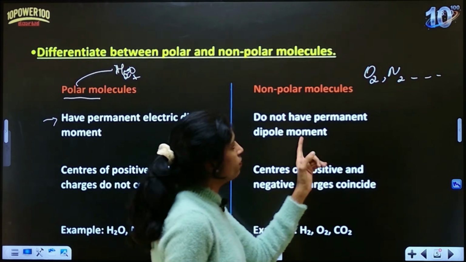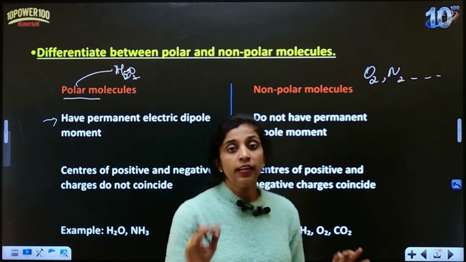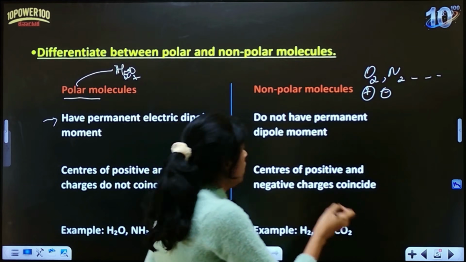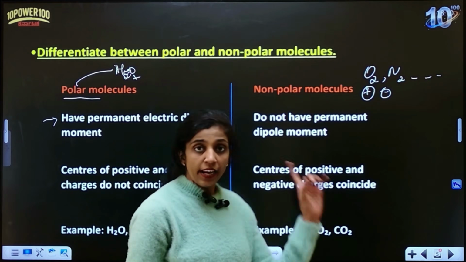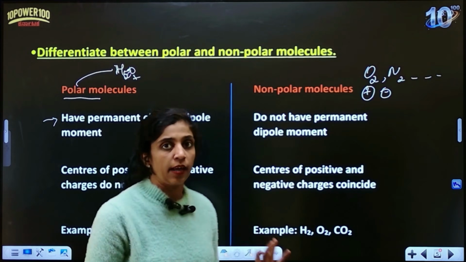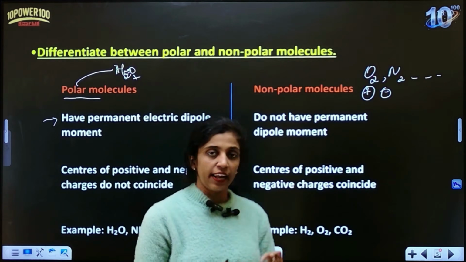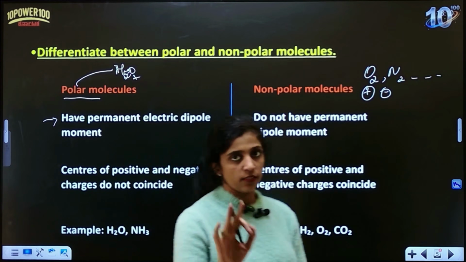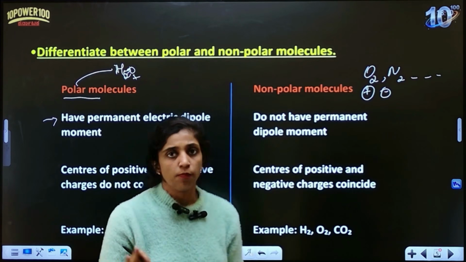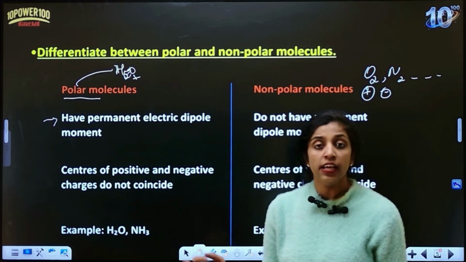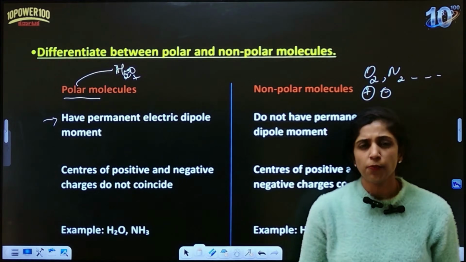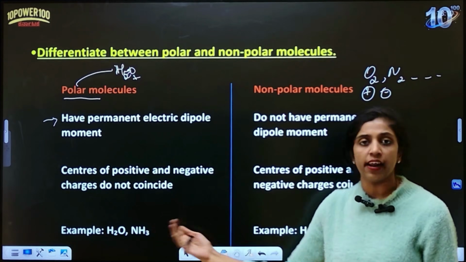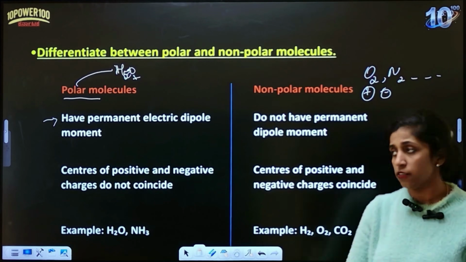So in this case we can say they don't have any permanent dipole moment, and also that the centers of positive charges and negative charges will coincide here. There it was not coinciding because they had a permanent dipole moment, but here it is coinciding. So write that and the examples. That's it, a very simple question. Instead of differentiate, they can ask what are polar and non-polar molecules, give examples. In case they ask, just write these points and the examples. I hope you understood this.